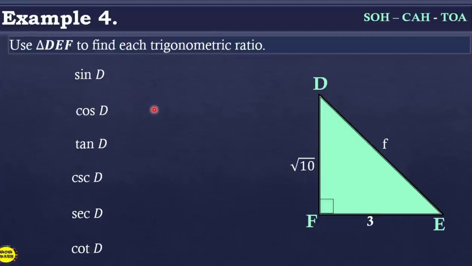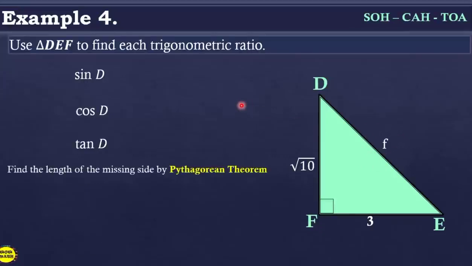Okay? So, ano pong gagawin natin? We need to find the value of f or the length, the measure of your hypotenuse. Kasi, laging tatandaan na hindi nyo po makukuha itong 6 trigonometric ratios kapag meron po tayong missing value. So, kapag meron po tayong unknown, uunahin po natin yon. So, syempre, ang gagamitin natin ay Pythagorean theorem. Okay, so find the length of the missing side by Pythagorean theorem.